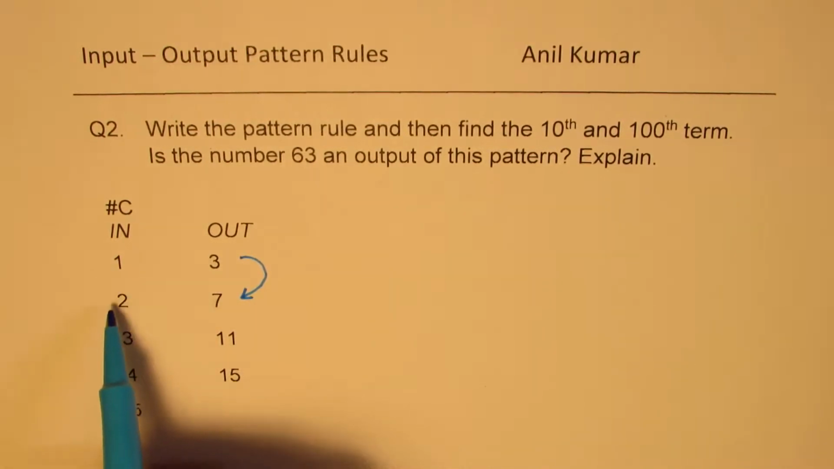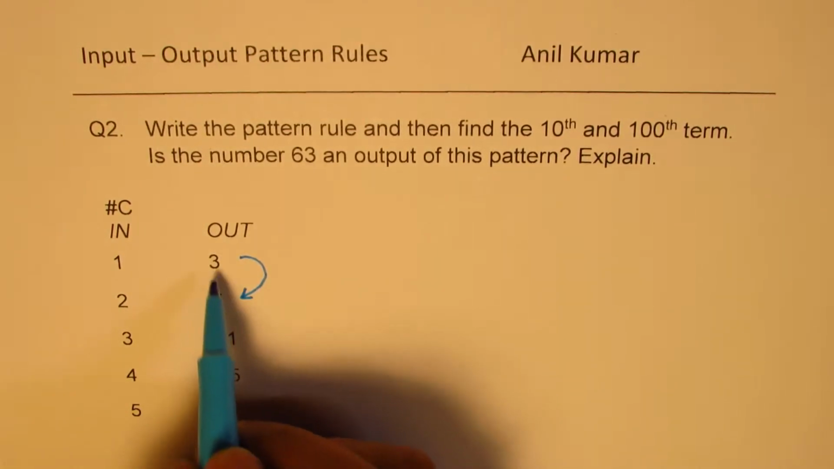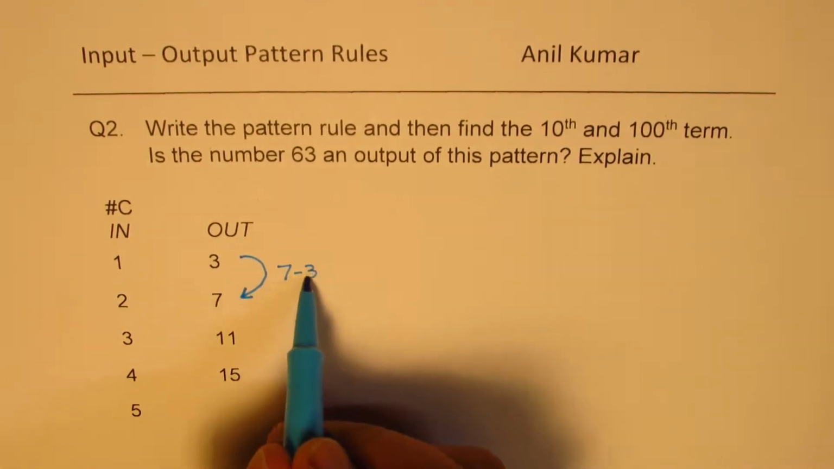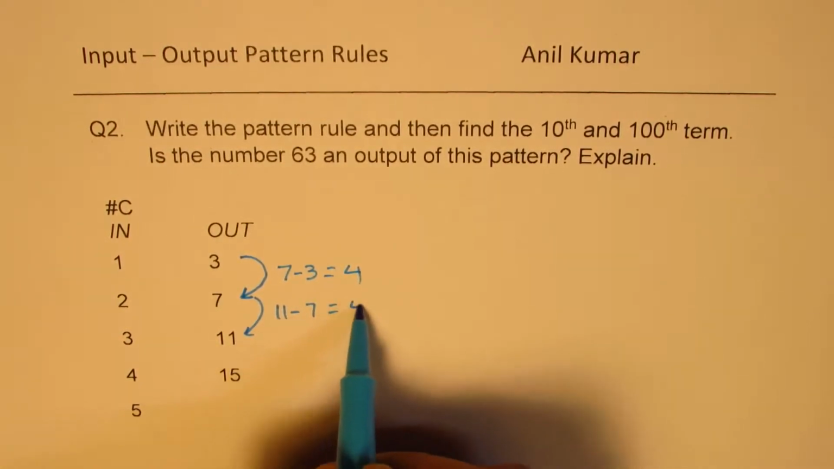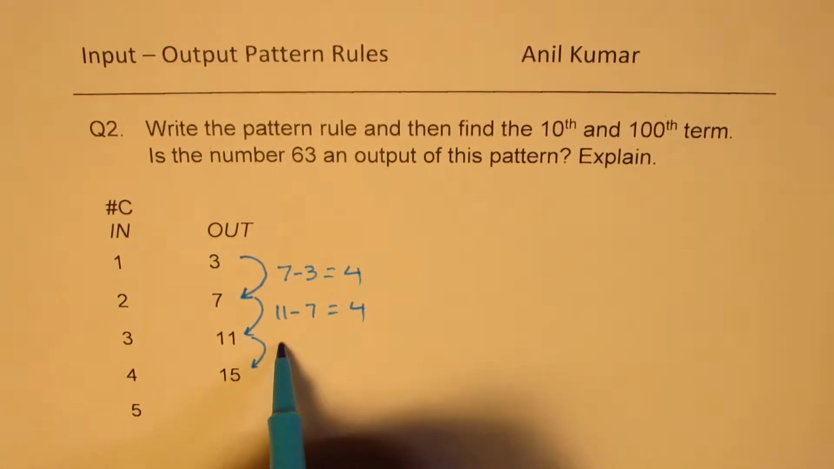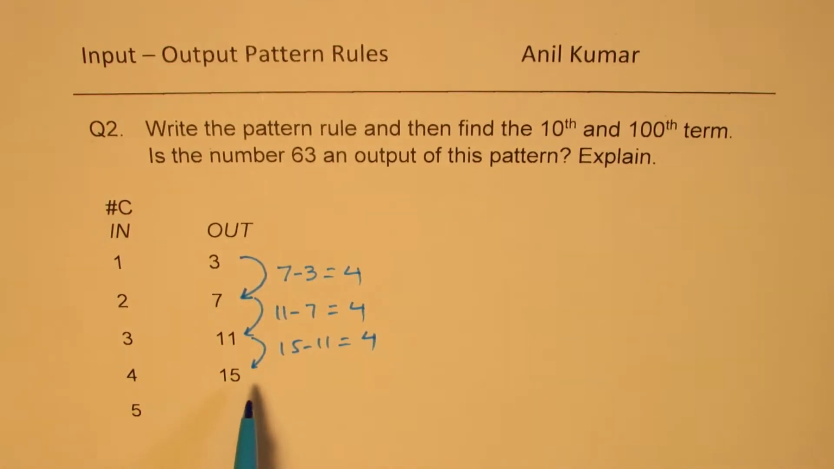So as the input changes by 1 each time, the output changes by 7 minus 3 is 4, right? In this case, we have 11 minus 7, which is also 4. And then again, it is 15 minus 11, which is also 4. So what is happening here is that you are adding 4. So if I want to get the 5th number, what should I do? Well, I have to add 4. So once I add 4, I get the next number as 15 plus 4, which is 19. Do you see that? Correct?